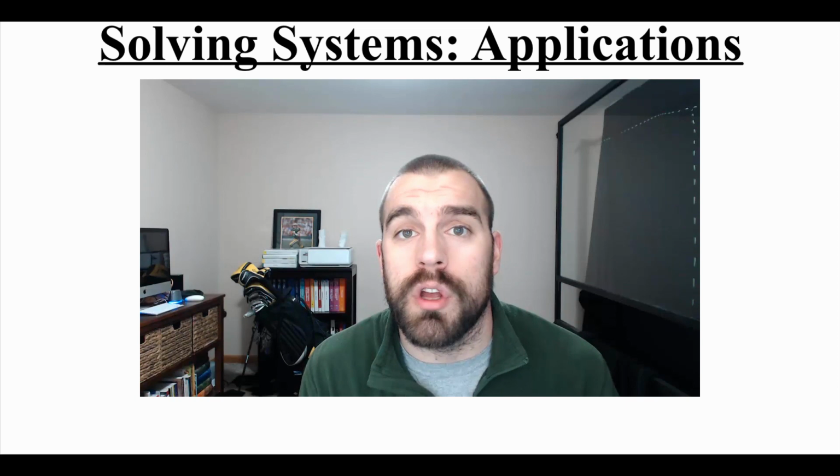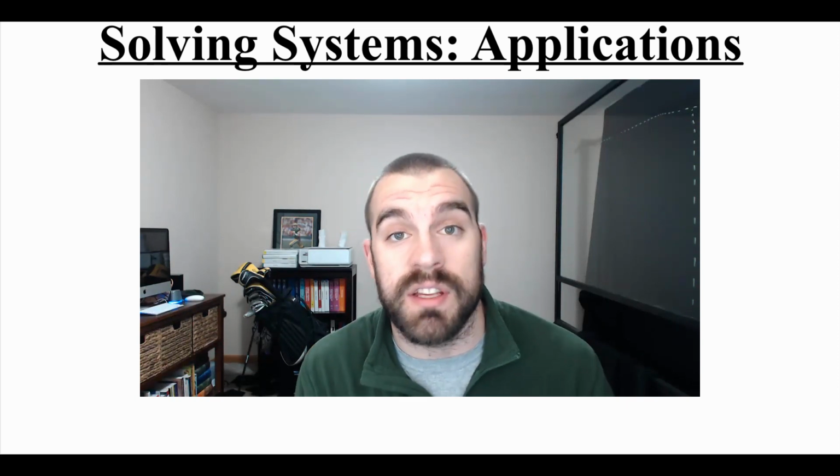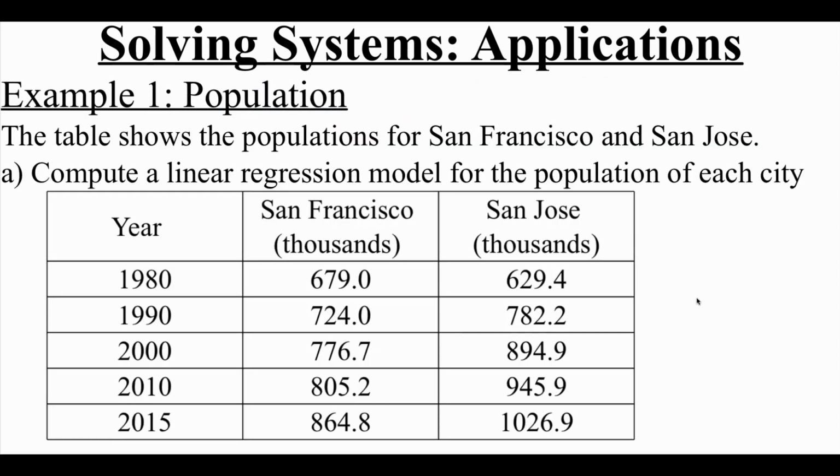In this video, we're going to look at solving application problems involving systems of equations. So in this example, we're going to be taking a look at population, and the table below is going to show the populations for San Francisco and San Jose in thousands. So in 1980 for San Francisco, when we see 679, that really means 679,000. And in 1990, when we see 724, that really means 724,000.